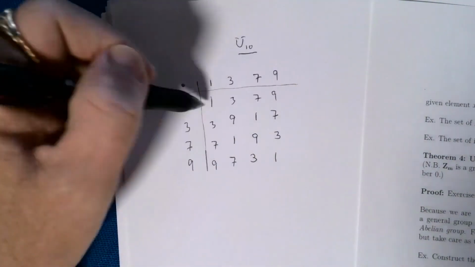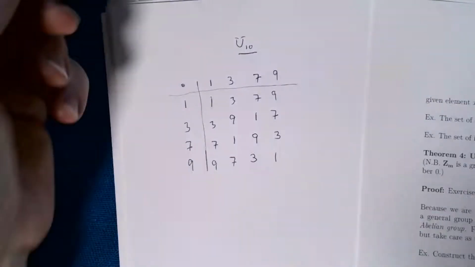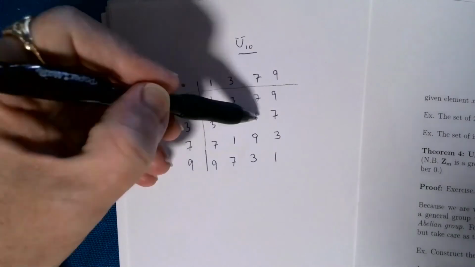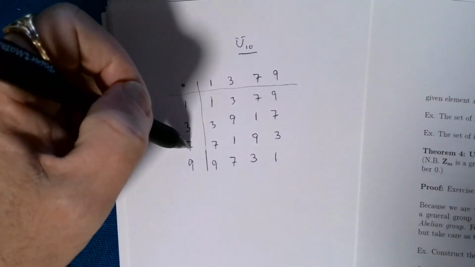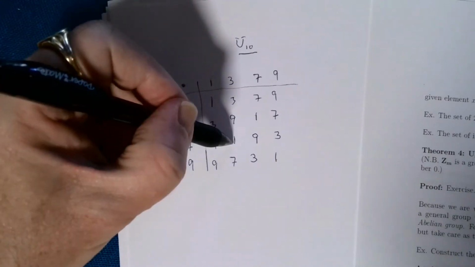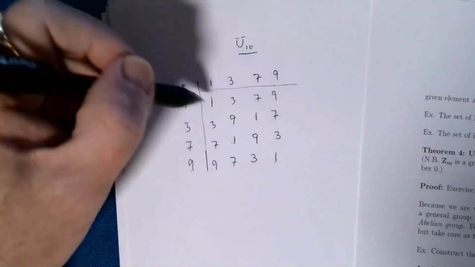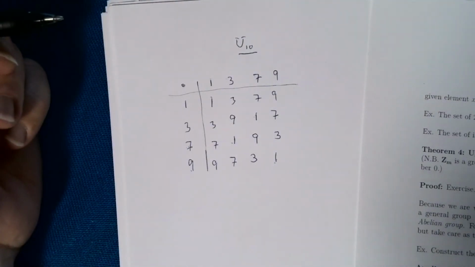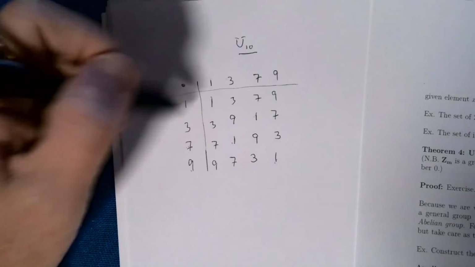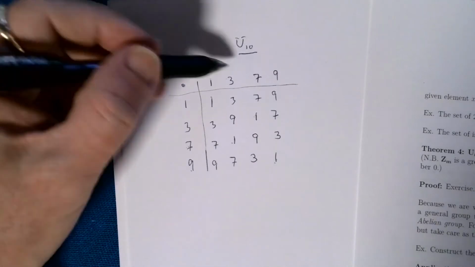Every number appears exactly once in every row and column, and in every row and column there is a 1, and that will tell me the inverse of any element. So the inverse of 7 is 3, the inverse of 3 is 7, and 9 and 1 are their own inverses. And so we see that this is closed under multiplication, because U_M forms a group.